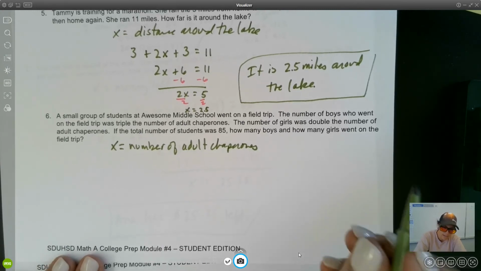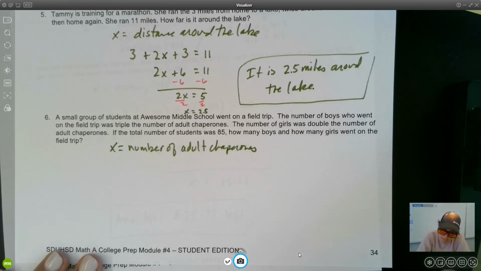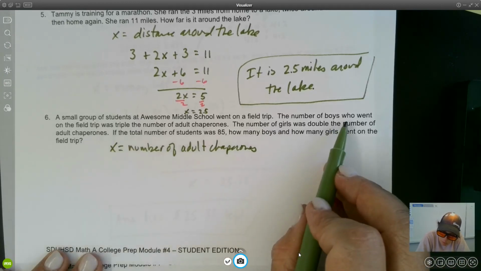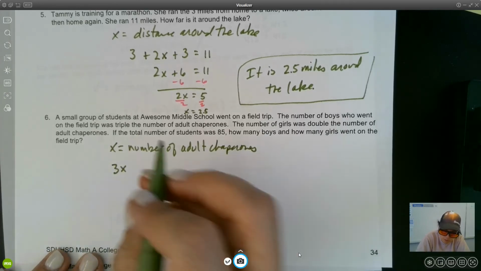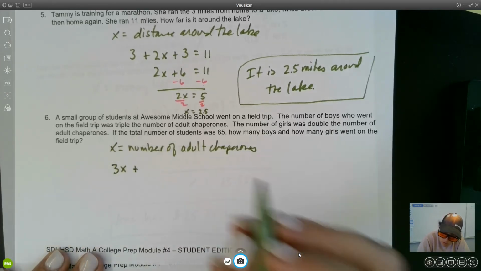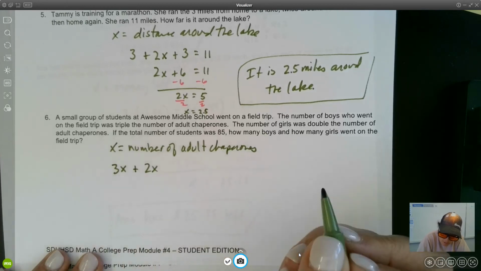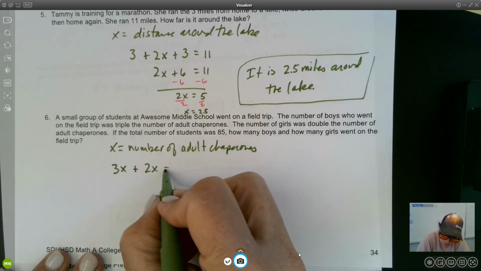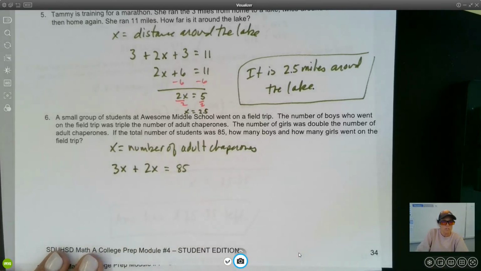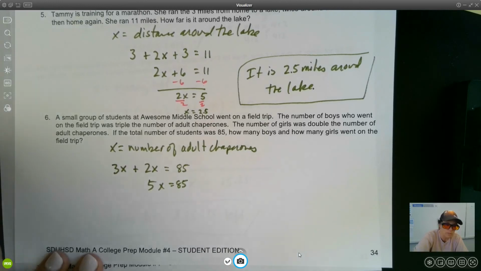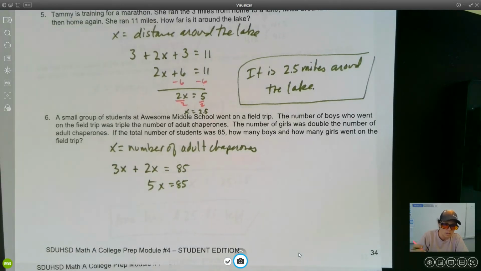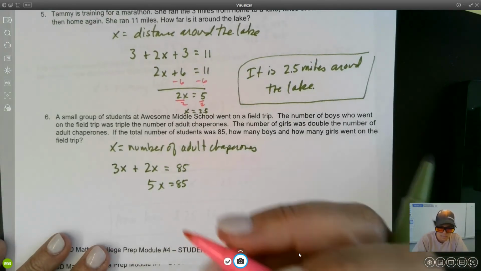So then we're going to have 3 times, let's see, where was it? Triple. Number of boys who went was triple this. So that's the boys. Number of girls was double that. That's the girls. Equals 85 total students. So 5x equal 85. We're going to take a fifth or divide by 5.